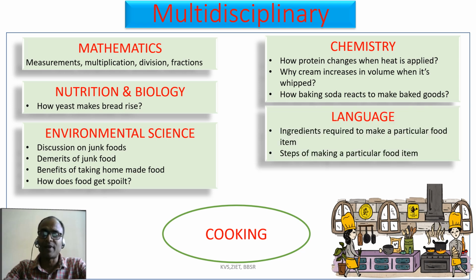From the perspective of language, through activities like listing the ingredients required to make a particular food item. Here students will write the ingredients required to make a particular food item. Students will write the steps of making a particular food item. From the perspective of language, we can integrate like this. Such meaningful connections among the disciplines help the learner to develop holistically.